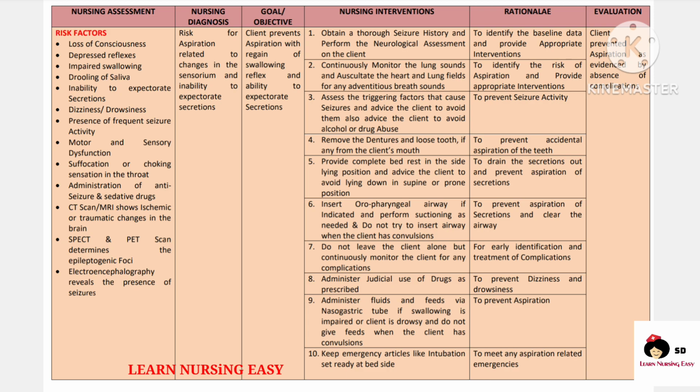And we have to assess the triggering factors of seizures and avoid them. So this will prevent seizure activity so that it can prevent aspiration. And remove dentures or any loose teeth in the mouth so that this will prevent accidental aspiration of teeth. And provide complete bed rest with head turned to one side so that secretions will come out and will not be aspirated. And we have to put in an oropharyngeal airway and do suctioning as needed. So this will relieve the secretions and prevent aspiration.